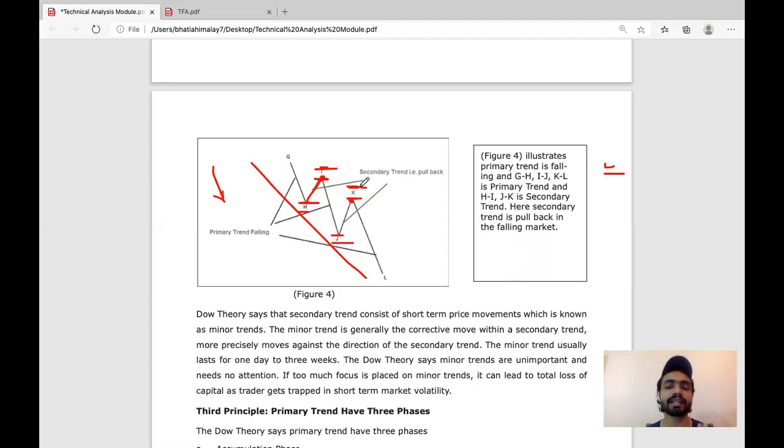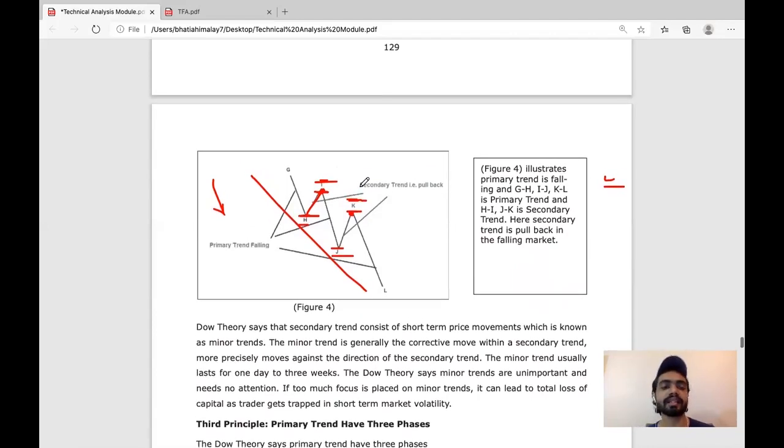What is short selling? That has already been covered in the other module. All right. So these are your secondary trends, and in the next episode, we will be discussing the minor trends as well.